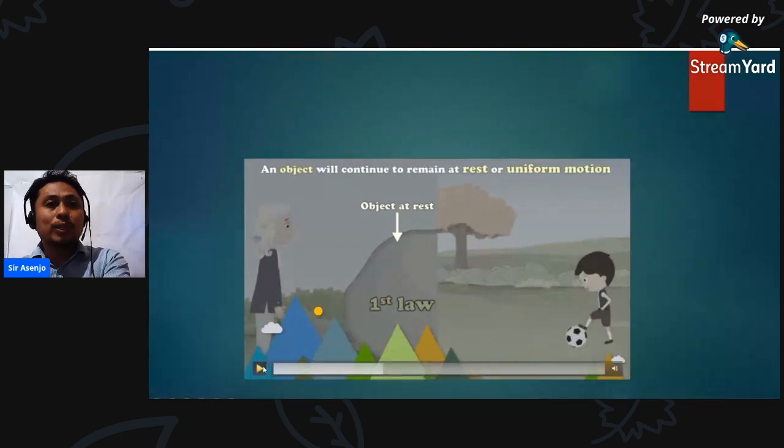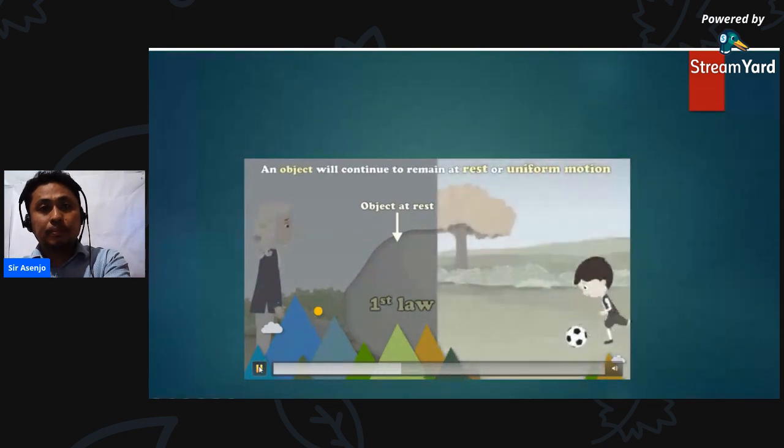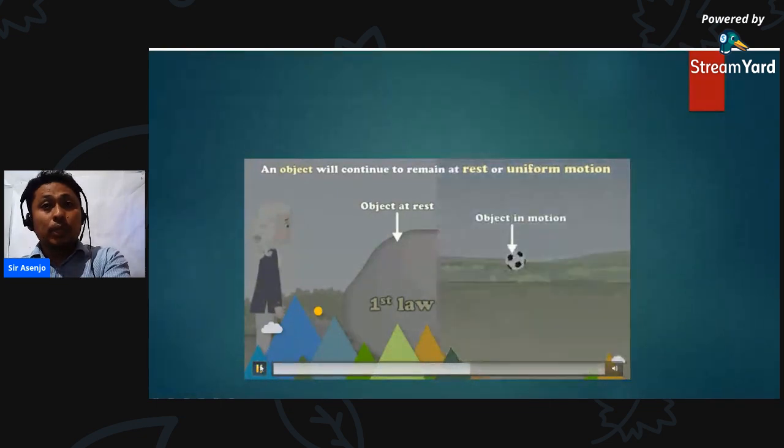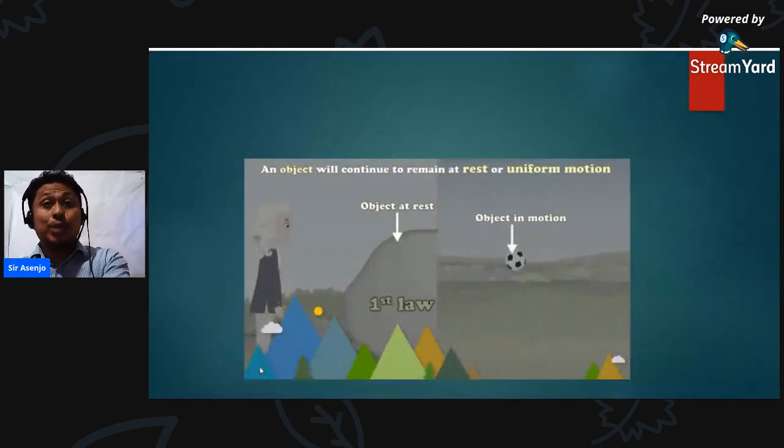According to Newton's first law of motion, an object will continue to remain at rest or in uniform motion. So let's focus on this man trying to push the boulder. The big rock is at rest and he's at rest. It's not moving. And on the other side, this boy is playing with a soccer ball. The boy kicks the ball and it is an object in motion. When he kicks the ball, the object is moving. According to Newton's first law of motion, it will continue to move forever in a straight line.